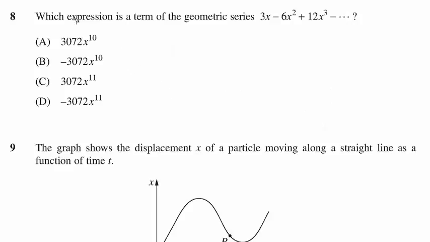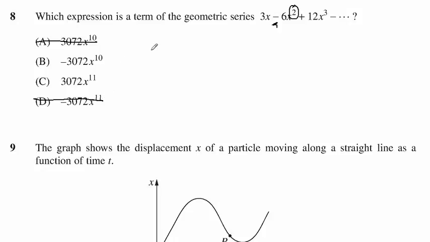Alright, so this question is asking, which expression is a term of the geometric series 3x minus 6x squared plus 12x cubed, etc. And so what we can see immediately is that the even powers of x are negative and the odd powers of x are positive. And so that can rule out a couple of answers immediately. That x to the 10 should be negative, but it's not, so that's ruled out. And this x to the 11 should be positive, but it's negative, so D's gone, which leaves us B and C.